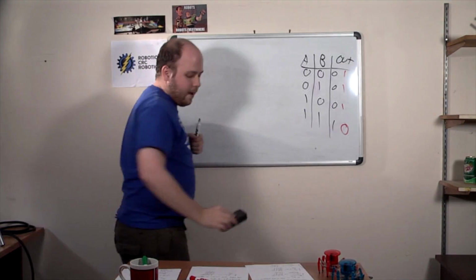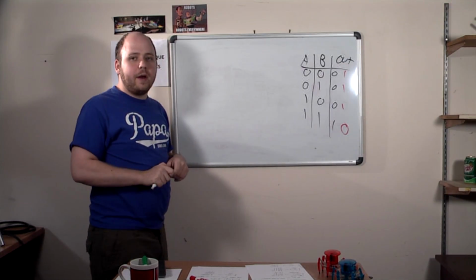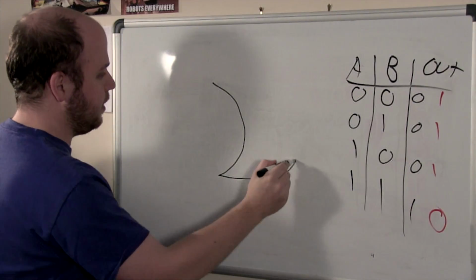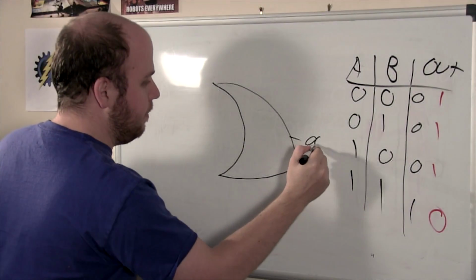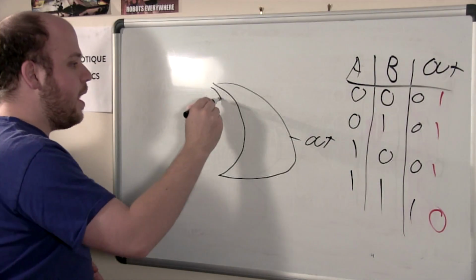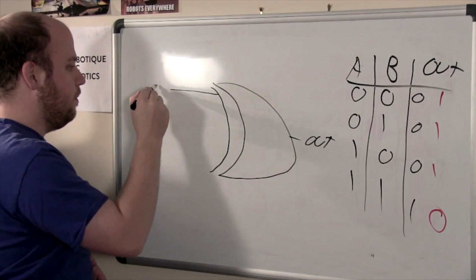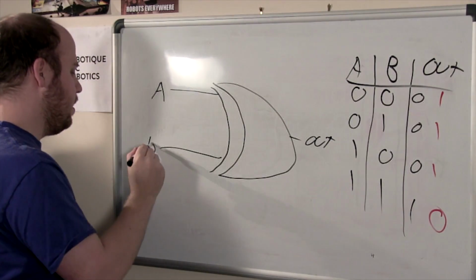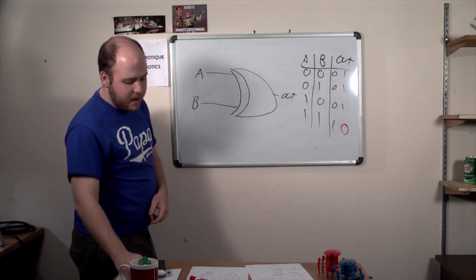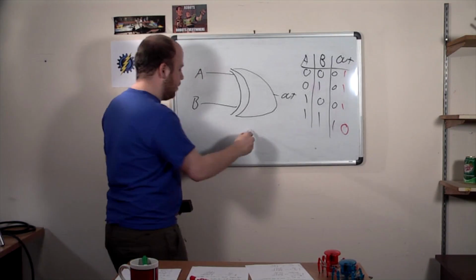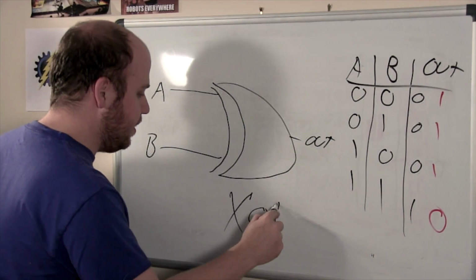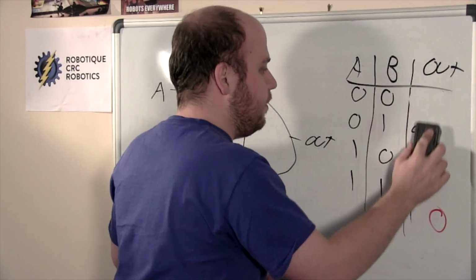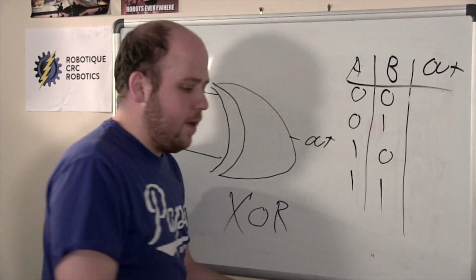The last gate I want to show you today is called the XOR gate, exclusive OR. This is your classic OR gate symbol, but you add a little bar over there, and then you have input A and input B, called XOR, exclusive OR. Once again, logic table: 0,0; 0,1; 1,0; 1,1.